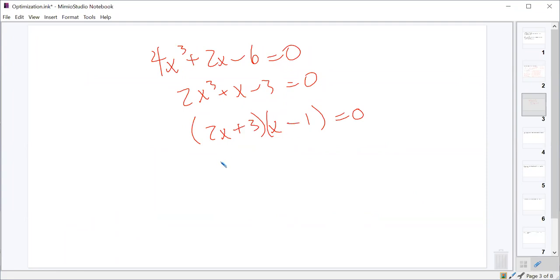Gives us values of what? -3/2 and 1. Wonderful. Wait, isn't that cubed? Yeah, that's not a quadratic. Oh, that's a cubed, huh? Oops, my bad. We'll get rid of all that. That's a cubic, not a quadratic.